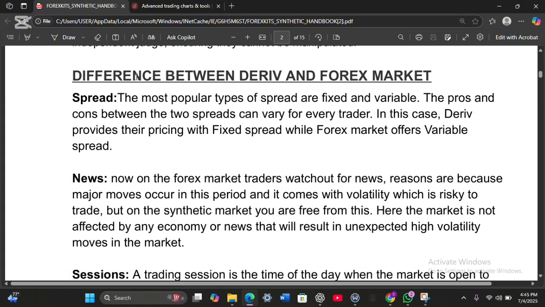So, but for Deriv, unlike the forex market, where the spread varies, sometimes we have a very large spread in the market, sometimes the spread is low. But the spread issue is a very common issue when it comes to the forex market. But when it comes to Deriv, the spread is fixed.